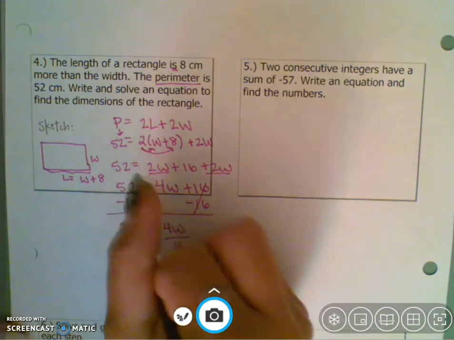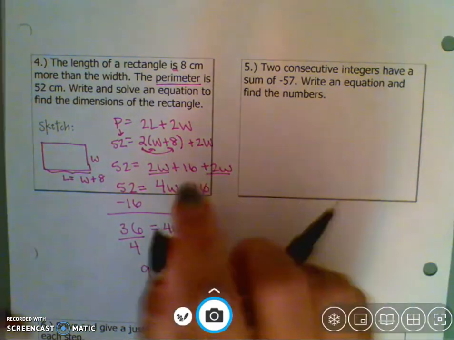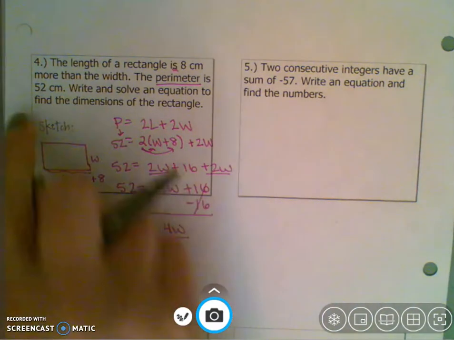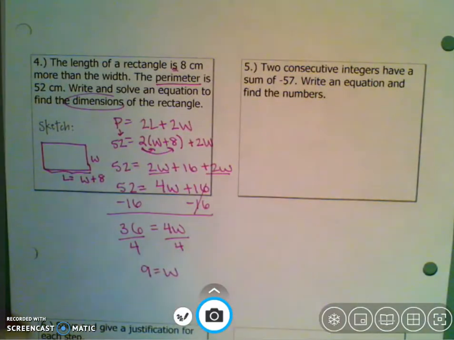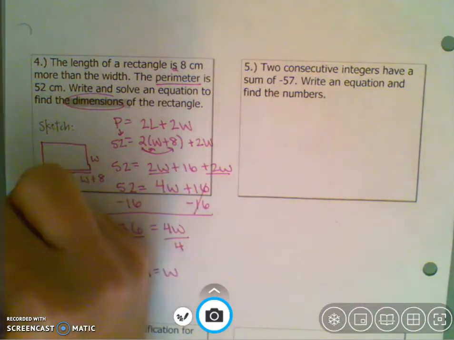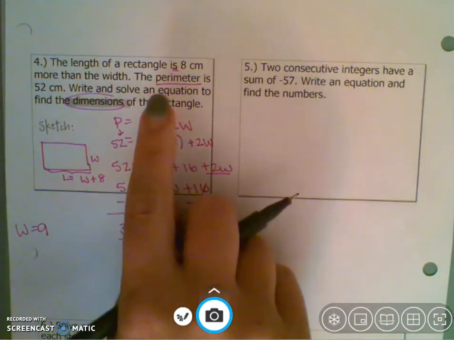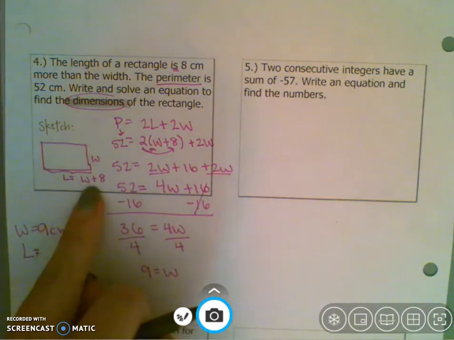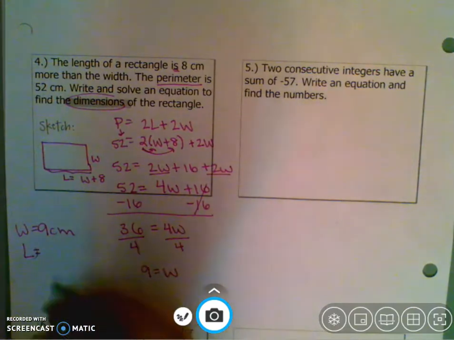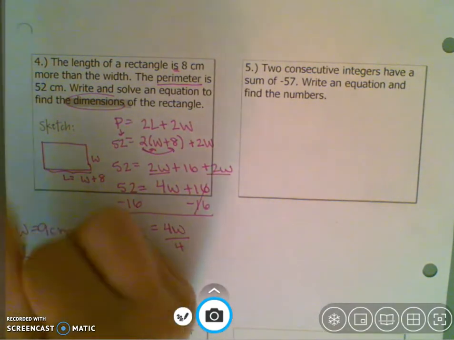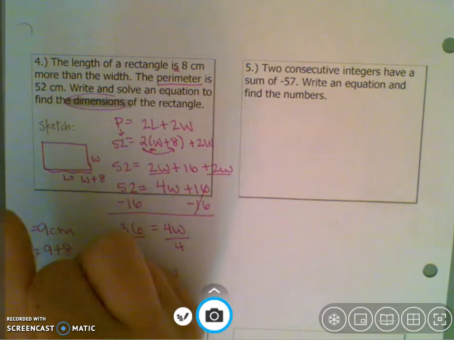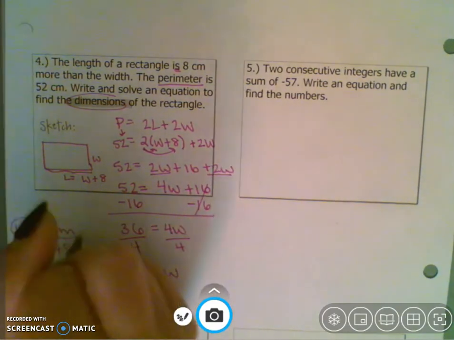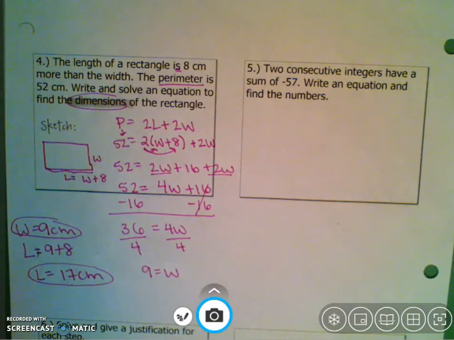So 9 equals W. But we're not done because it doesn't want W. It says, what are the dimensions? Dimensions of the rectangle. So we know the width is 9 centimeters. But the length is W plus 8. So W is 9, plus 8, so my length is actually 17 centimeters. So those are my dimensions.